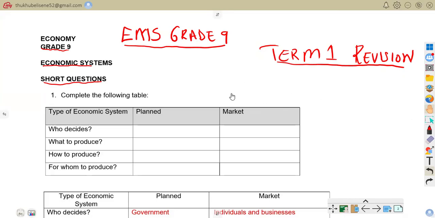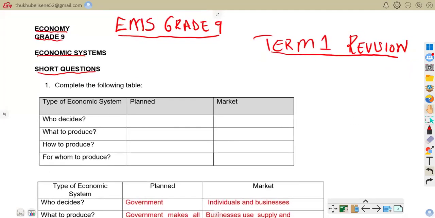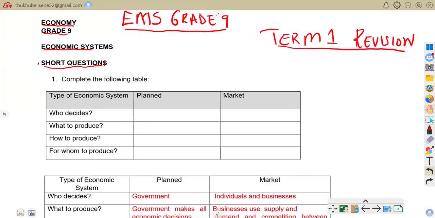I want us to look at Economic and Management Sciences, EMS Grade 9, whereby we are going to look at the economy. We are going to do it together to prepare for the term one test. So this is economic systems. We're first going to start with short questions. So without wasting time, let's just attend to them.